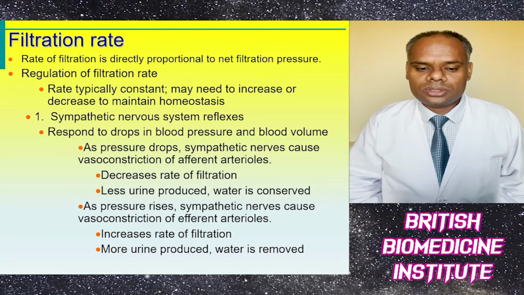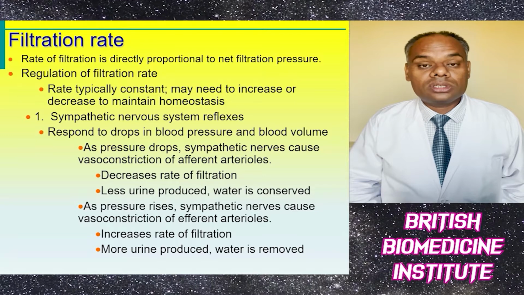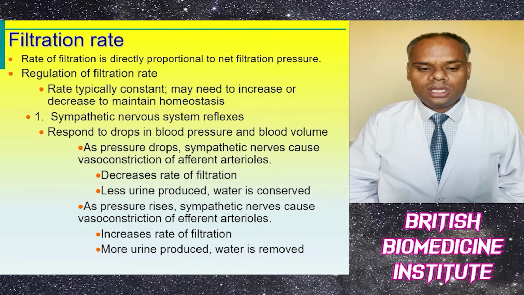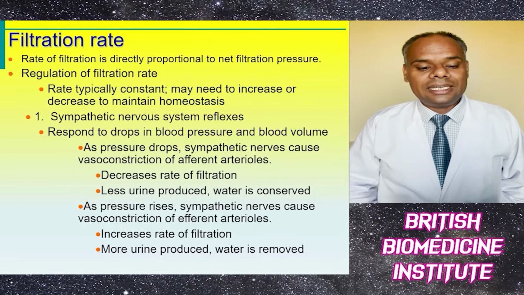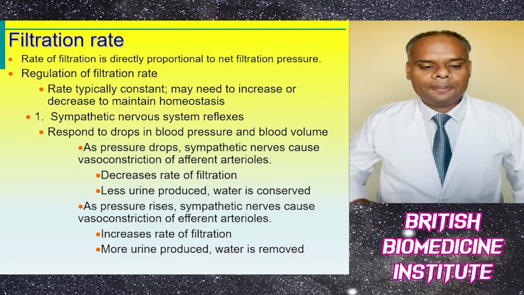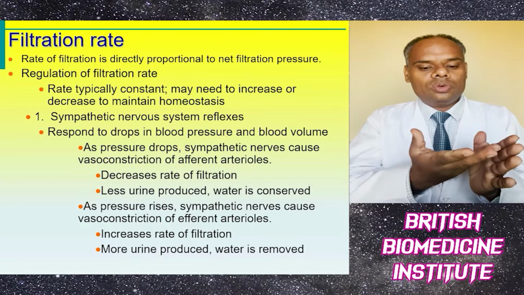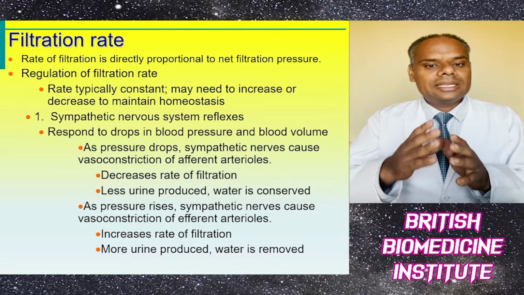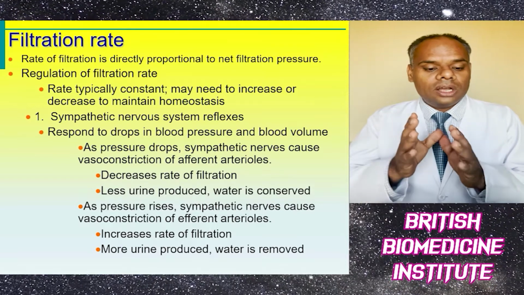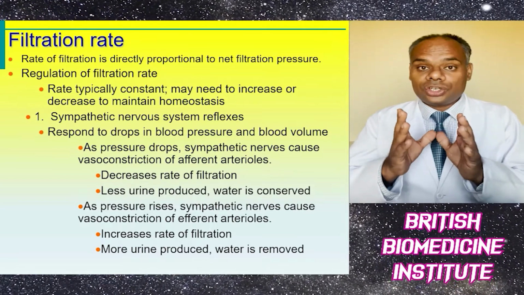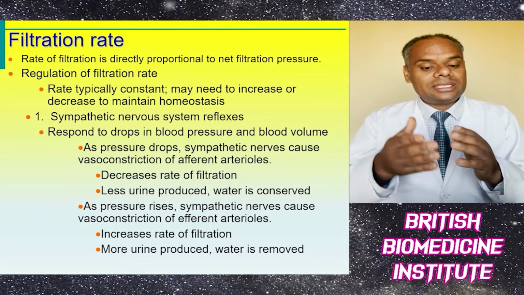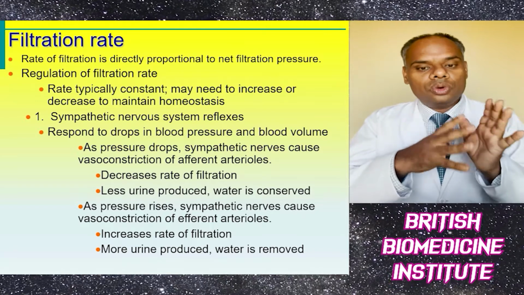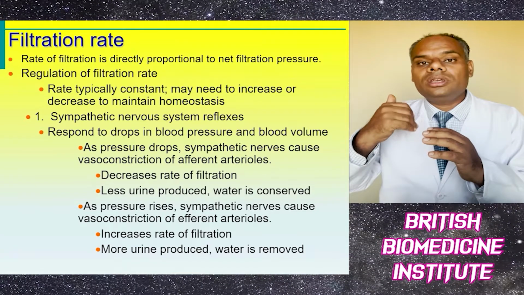As pressure drops, sympathetic nerves cause vasoconstriction of afferent arterioles. This leads to a decreased rate of filtration, so less urine is produced and water is conserved. As the pressure rises, sympathetic nerves cause vasodilation of afferent arterioles. This increases filtration, so more urine is produced and water is removed.